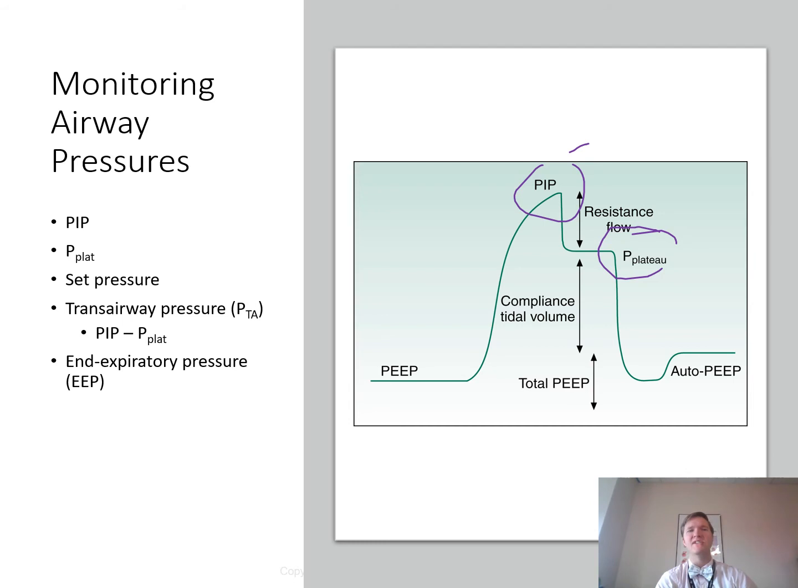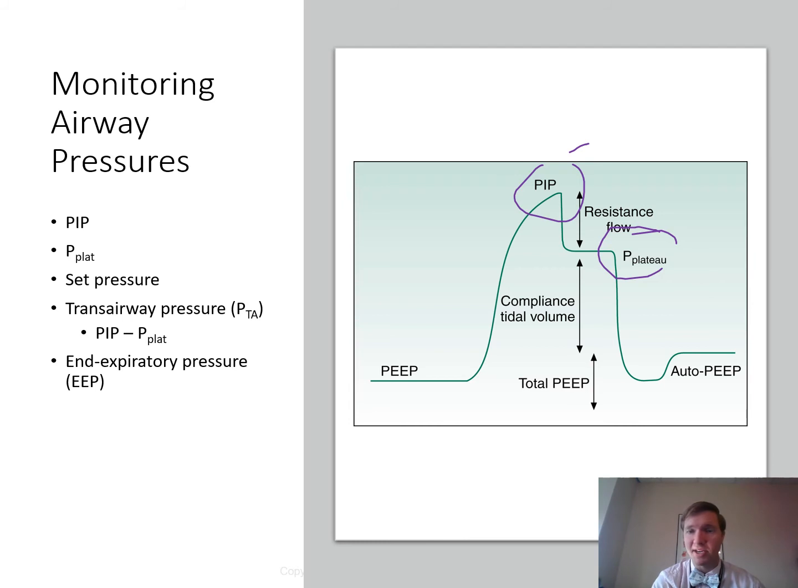It can be used to calculate dynamic compliance, right? A fairly consistent tidal volume with an increasing peak pressure might indicate that their compliance is going down, or it could also mean that the airway resistance is increasing.